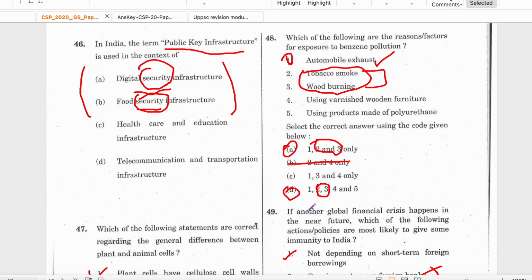Okay, so if you go for D like this and you will not apply mind, then it will be very hard for you. Question number 46. In India, the term public key infrastructure is used in the context of digital security infrastructure, food security infrastructure, healthcare and education infrastructure, telecommunication, transportation infrastructure. Now you see, security is coming twice.